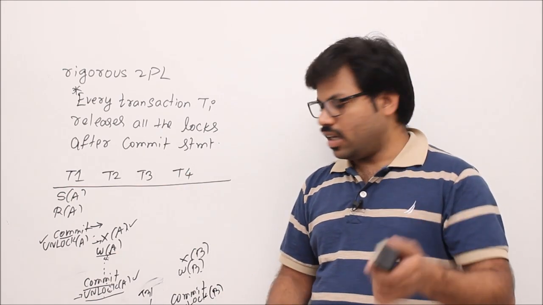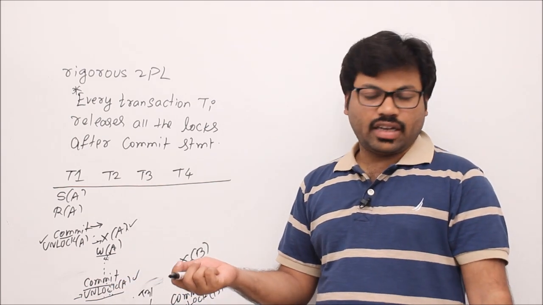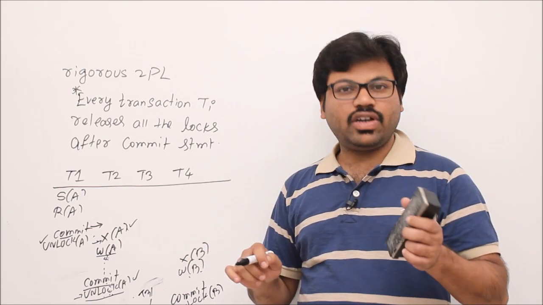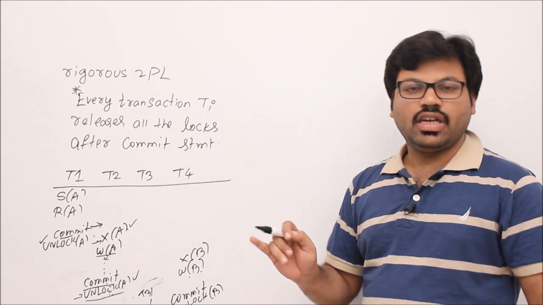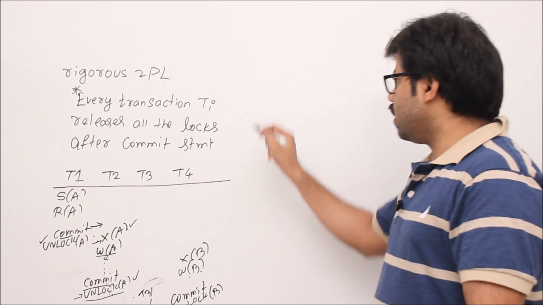T3 got blocked and it will be released after this unlocking point of T2, which is at the end of the commit. So what I want to say is the schedule which I have given to you is not exactly allowed under rigorous 2PL. It is allowed under basic 2PL. Why it is allowed under basic 2PL, we will see now.